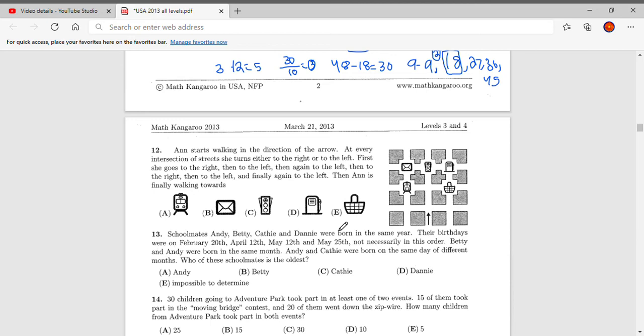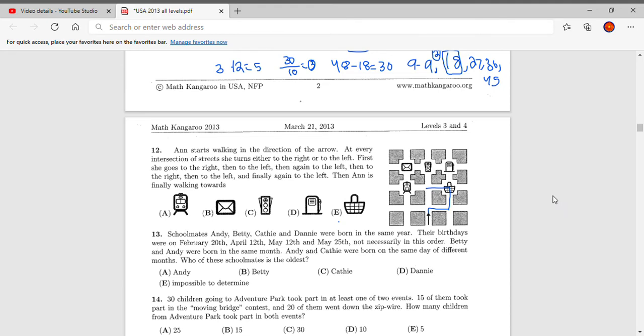So if she starts here, she first goes to the right. So she walks here, and then she stops here because it's the next intersection. Now she goes to the left, and to the left would not be this way because that's the right, but this way. So she stops here because that's the next intersection. Now here's the left, here's the right. It says that she goes again to the left. So she goes here, stops here at the intersection.